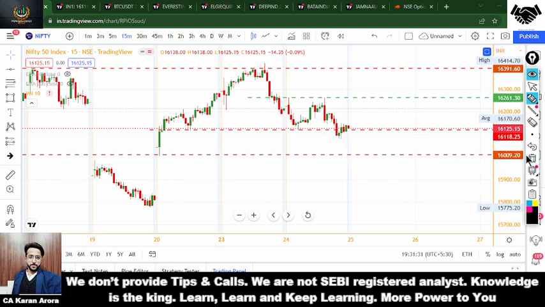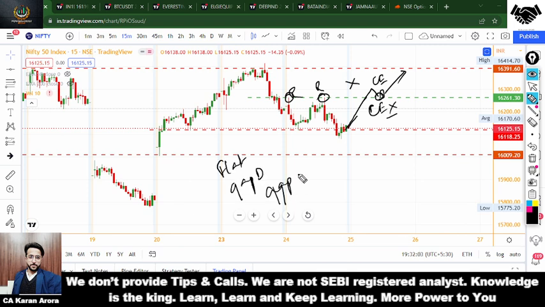What if the market opens gap up? If the market opens gap up, I still won't be taking a CE trade, because that is going against the trend. Till the time the market does not cross above this level, I won't be going for a CE trade. I will wait for the market to either close above this, or make this area a support which was earlier a resistance, then only think of taking a CE entry. So I've discussed all the three scenarios: if the market opens flat, gap down, and gap up. Okay, so these are the scenarios which we will be looking at.